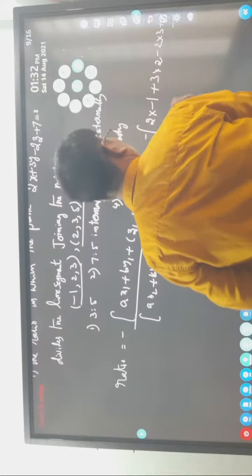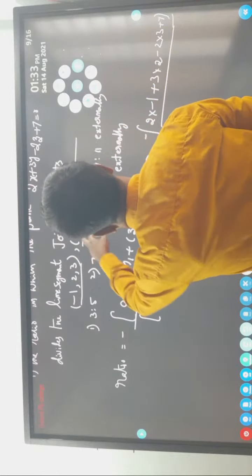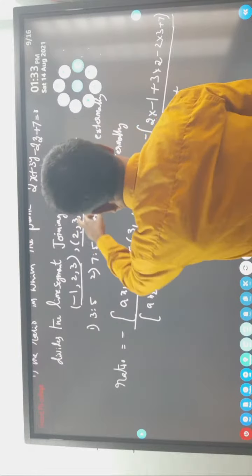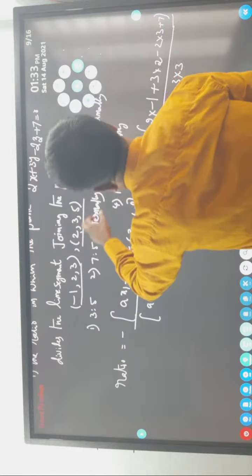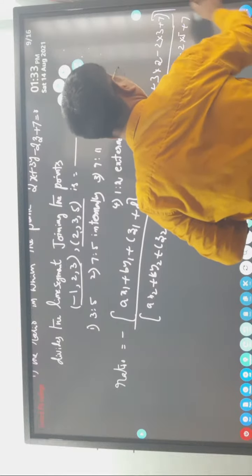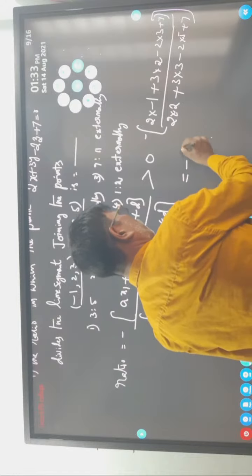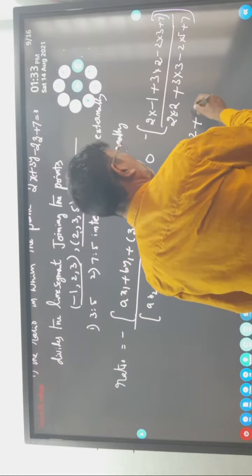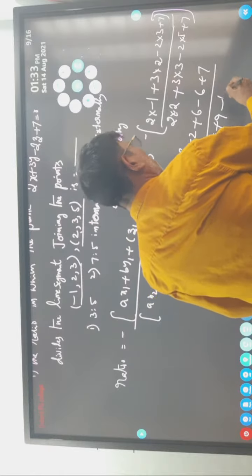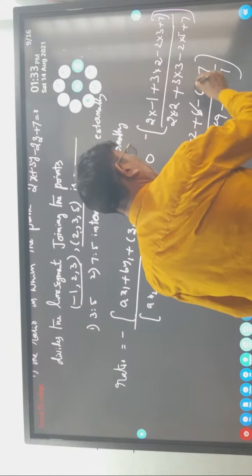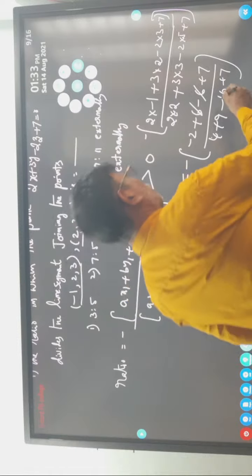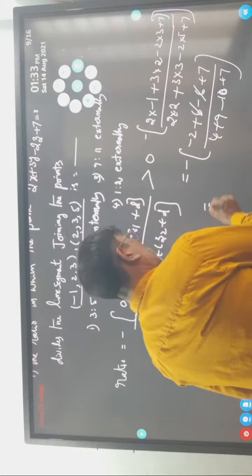By simplification. This is very important. Now again substitute this point: 2 into 2 plus 3 into 3 plus 5 into minus 2, plus 7. Simplifying, we get the answer. That is minus of minus 2 plus 6 minus 6 plus 7 by 4 plus 9 minus 10 plus 7. This minus 6 cancels. So that is 4, 9 minus 10. And simplification, that is 7 minus 2.